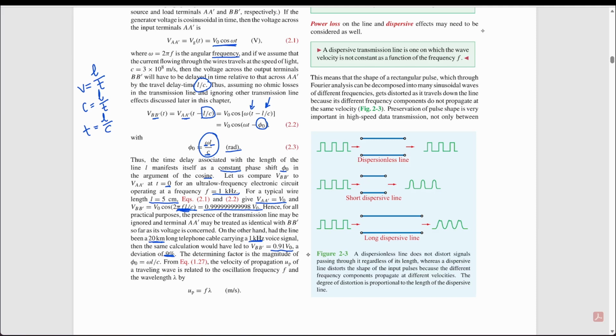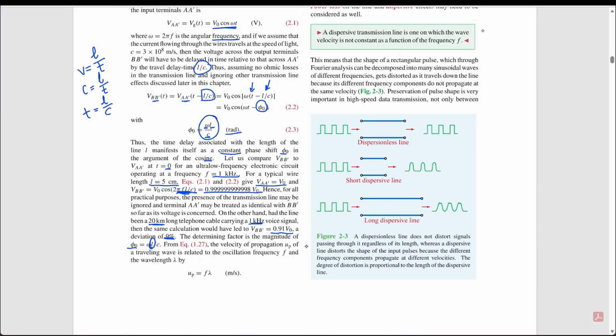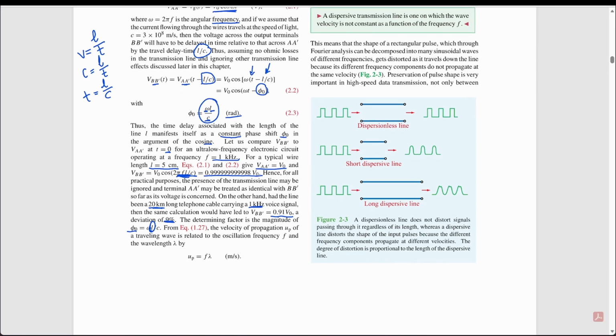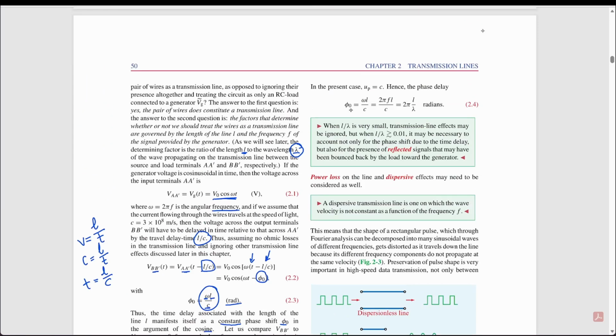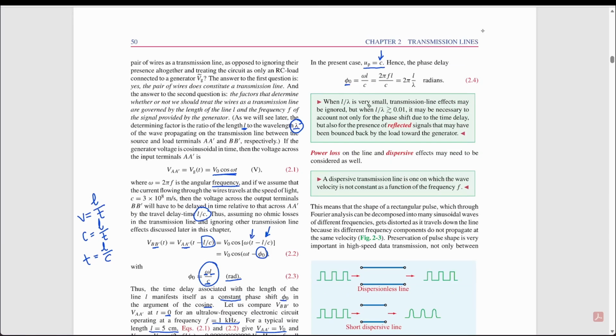The determining factor is the magnitude of phi, omega L over C. Here L is very big, so it contributes to a greater phi. From equation 1.27, the velocity of propagation of a traveling wave is related to the oscillation frequency and the wavelength. In the previous chapter they discussed this equation: the phase velocity is just frequency times the wavelength. Plugging that into our phi, with the velocity being the speed of light, phi can also be represented as 2 pi L over lambda.